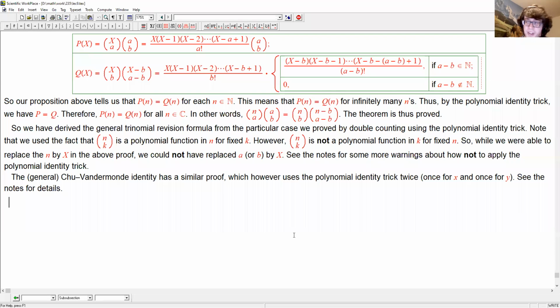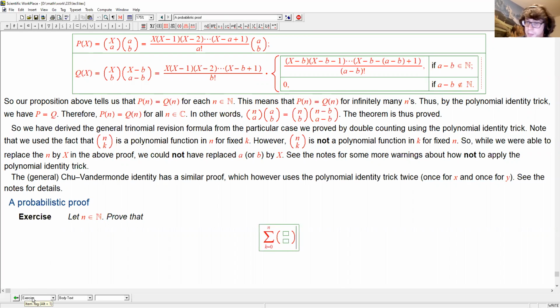Here's another equality with binomial coefficients, which I'm mostly showing for its proof. The proof has a nice idea. The equality says the following: let n be a non-negative integer, prove that this sum is 2 to the n. This appears in Engel's book even twice with two different proofs, so there's a lot to learn from it.